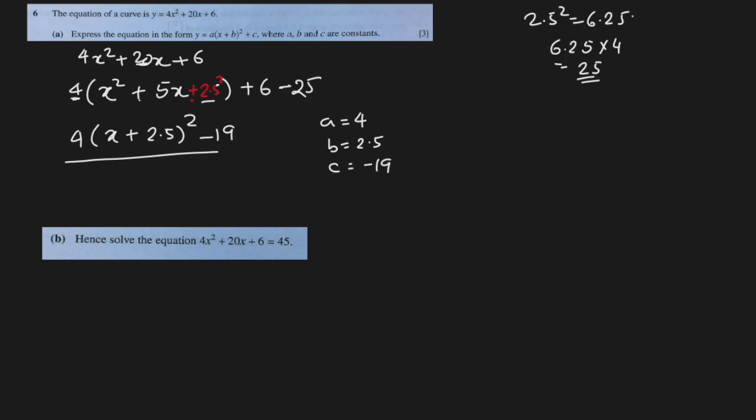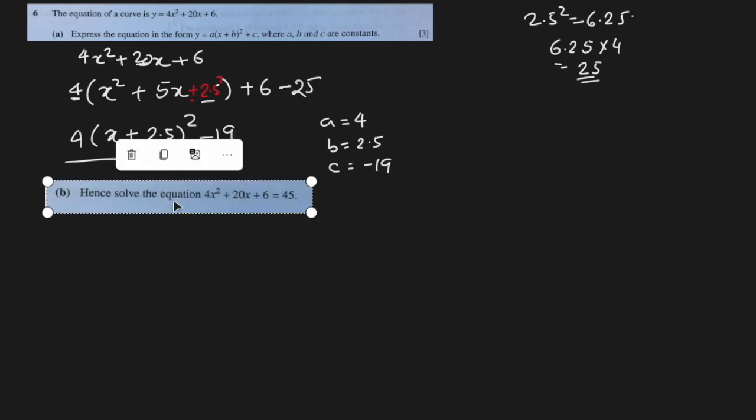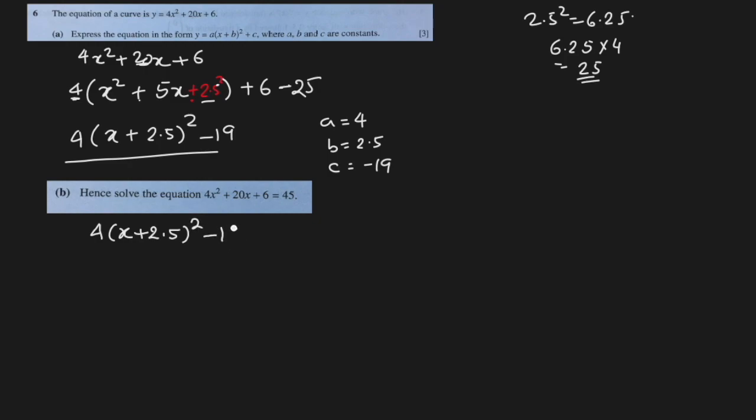All right. Hence, solve the equation, this equal to 45. Hence means we have to use what we got in the previous part. Otherwise, we can solve it otherwise, but we have to use what we got in part a. So 4 times (x plus 2.5) squared minus 19, which is the left side here, will be equal to 45. Let's bring this 19 to the other side. 4 times (x plus 2.5) squared is 64.